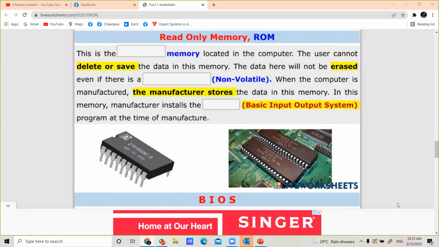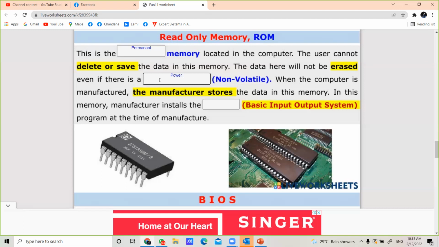I think Chetana is also doing this one. Here, look at the answers. This is the permanent memory located in the computer. The user cannot delete or save the data in this memory. The data here will not be erased even if there is a power outage.